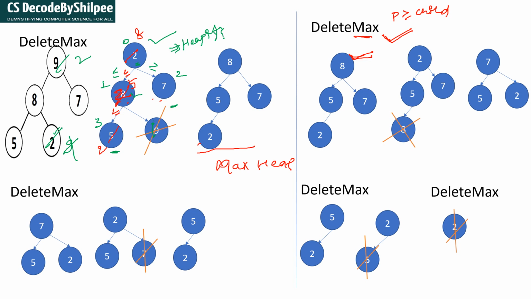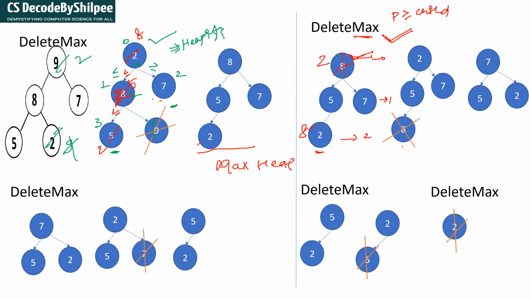Then what will you do? If you delete the 8, the same process applies: 8 is going to be replaced by 2, not by 7. Don't say 7, because 7 is at level one and this 2 is at the second level. This is level 0, 1, 2, so this is the last element. So 8 is going to be replaced with 2. First you have to perform swapping, and after that you have to perform deletion.